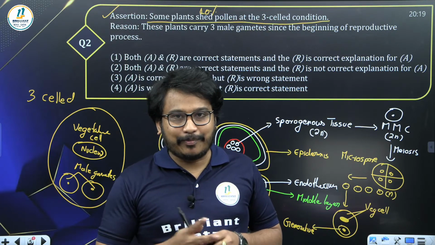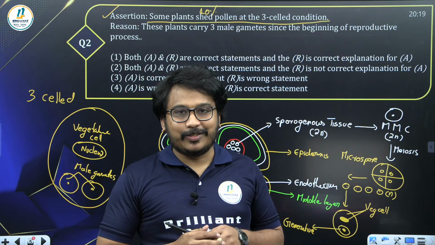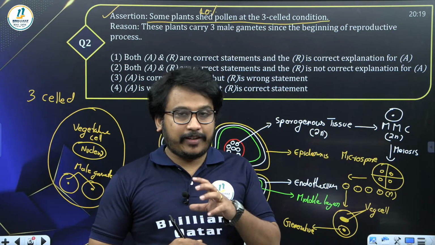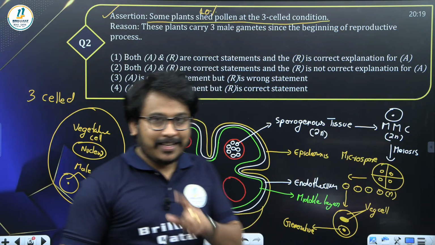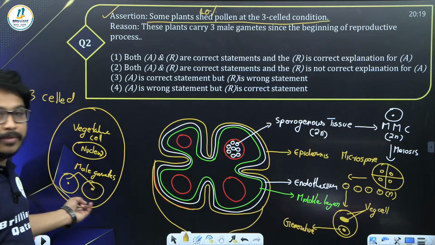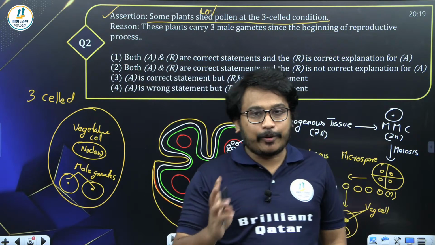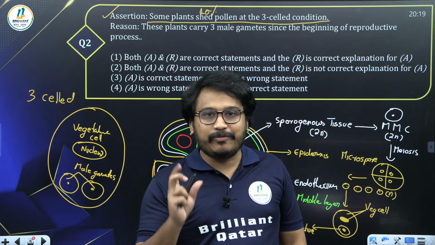We don't need 400 pollens. Each pollen has 2 male gametes. So the answer is not 100, the answer is 50. 50 meiosis will give rise to 200 pollen. Each pollen will produce 2 male gametes. So forming 400 male gametes requires only 200 pollen and the number of meiosis required is 50.